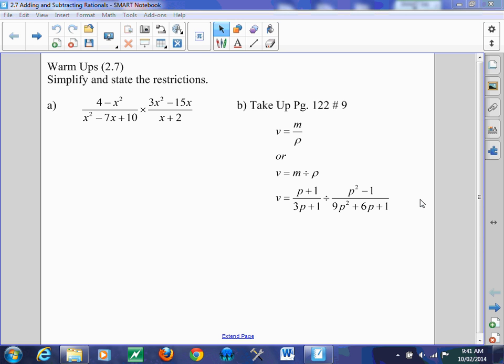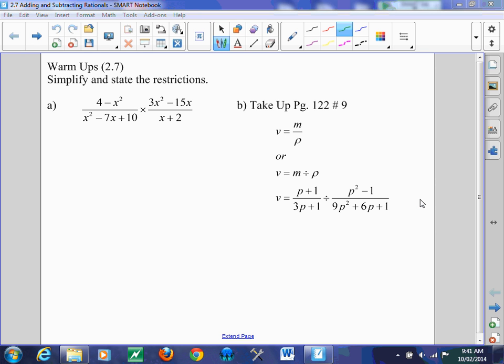We're on lesson 2.7 today, adding and subtracting rational expressions. I will say this is probably the hardest lesson of the unit, and I hope you have practiced up with your factoring and have been pretty good with multiplying and dividing and simplifying. Just remember, we're always going to be working on stating our restrictions whenever we simplify a rational expression. So let's take a look at a warm-up question here. One I just made up, and the other one was to take up a question from the homework.